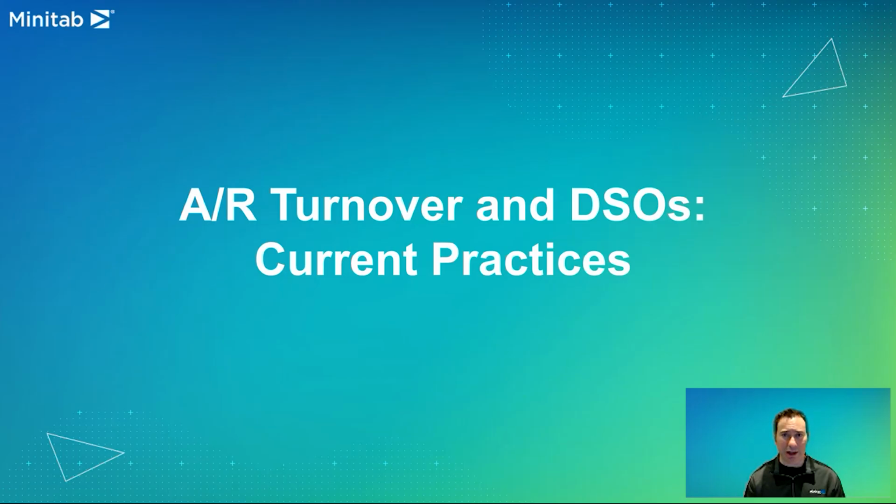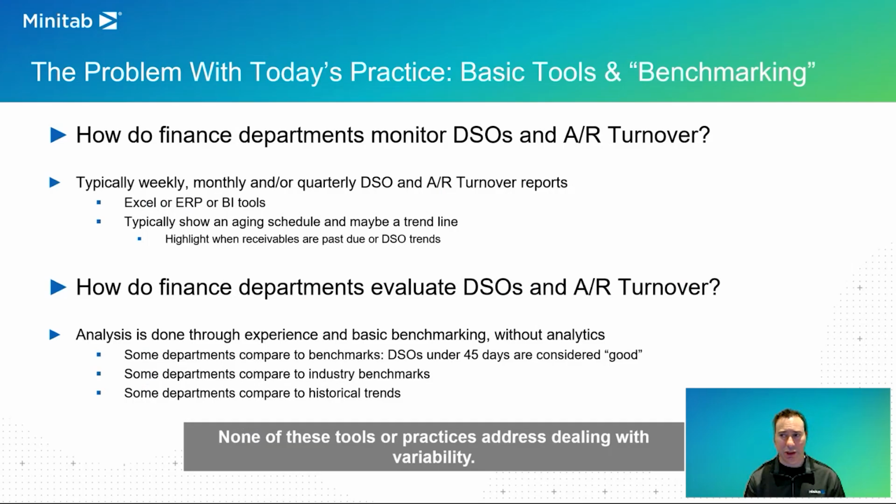Now let's look at current practices, how people monitor them. The problem with today's practices of monitoring these two ratios and metrics is we use basic tools. We use Excel for the most part, a very popular tool in finance departments. We also use different BI tools and even ERP tools. And all of these things generally show the same thing. They show a graph or a schedule of your DSOs or your AR turnover, and maybe a trend line, potentially even an alert of when things are past due.